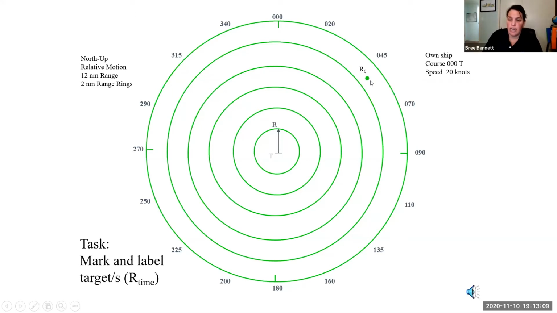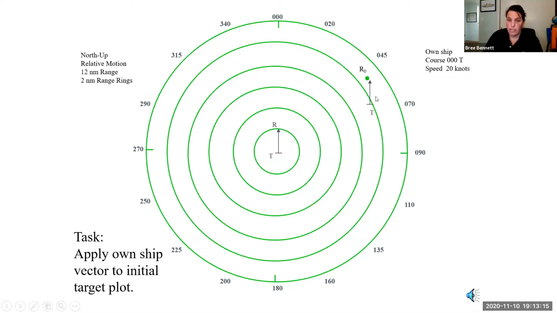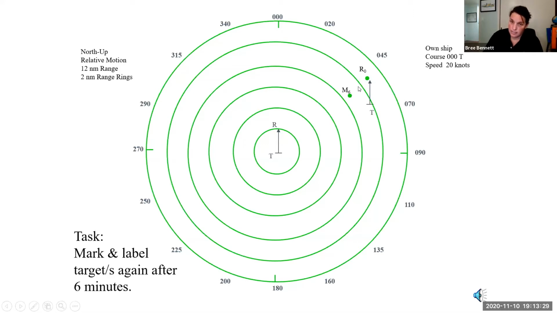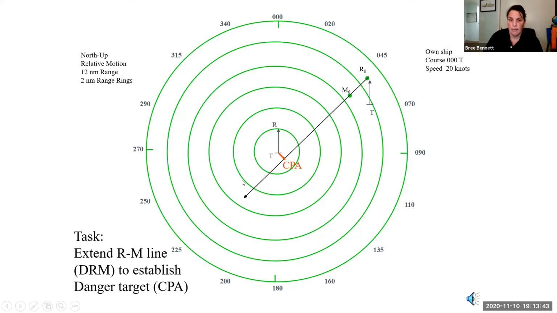Then at minute 0, I get a blip on the screen. I mark that as R. During these next 6 minutes, I transfer over my own ship's vector, so that would be my E to R. And 6 minutes later, I plot the blip again with the range and bearing that I've gotten from the radar, so I can plot my M. I connect my R and M to get my relative motion line.